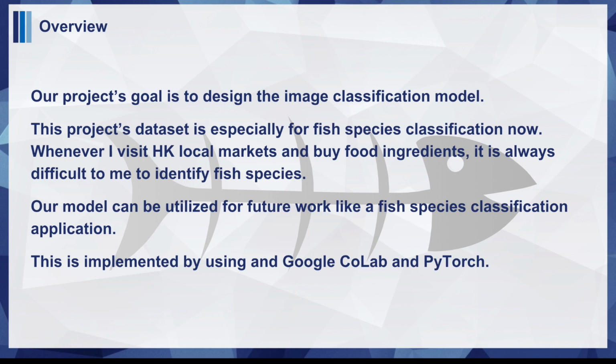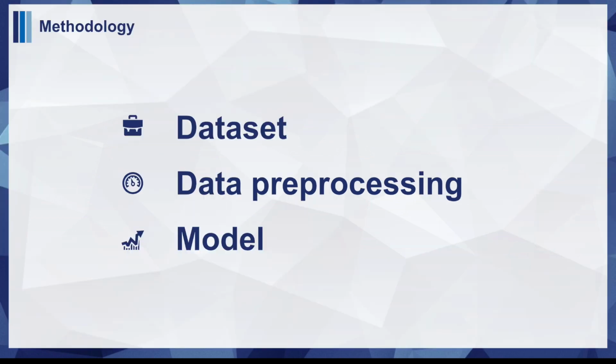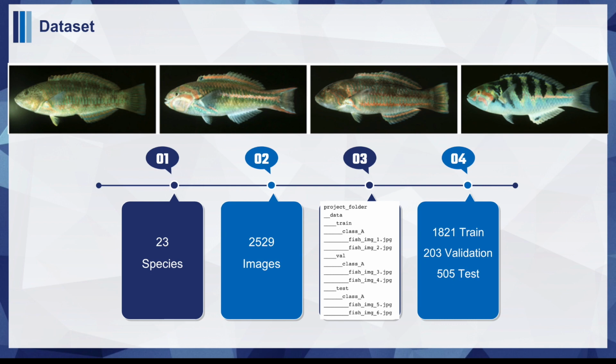At the start of the project, we tried to implement it using Jupyter Notebook on our own local machines, but finally we decided to use Google Colab and PyTorch based on all the potential they can provide. So second, for the methodology, basically we have our data set, we pre-processed this data, and then we created our model. So the dataset, finding fish images is not easy.